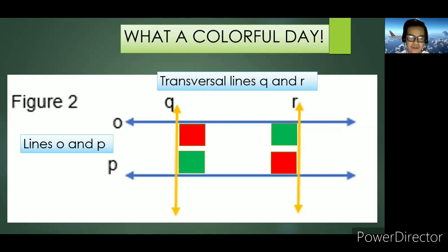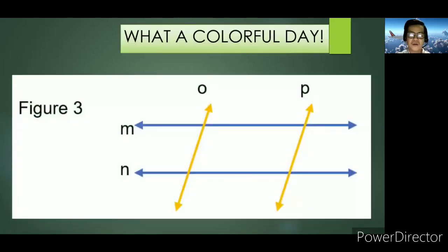As you can observe, the transversal lines Q and R are parallel with each other. So, the two pairs of opposite interior angles here are equal in measurement. Therefore, they are congruent. You want more? Sure, here. Look at figure 3. There are two parallel lines colored in blue, or lines M and N, cut by two transversal lines O and P, which are parallel with each other too.